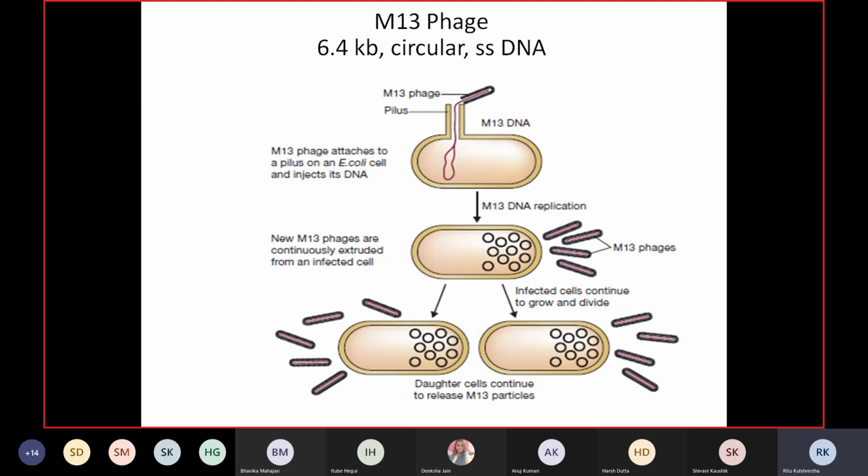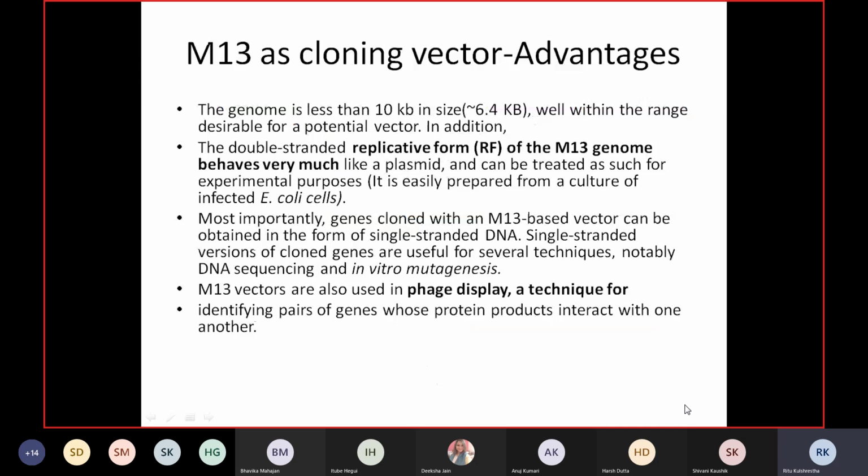Generally the single-stranded DNA forms are required, let's say, for sequencing purposes, or they are required for site-directed mutagenesis purposes. And M13 phage are also widely used for a technique called phage display method for studying protein-protein interactions. So yeah, this is about M13 phage and how you can harvest the single-stranded DNA forms of M13 phage.